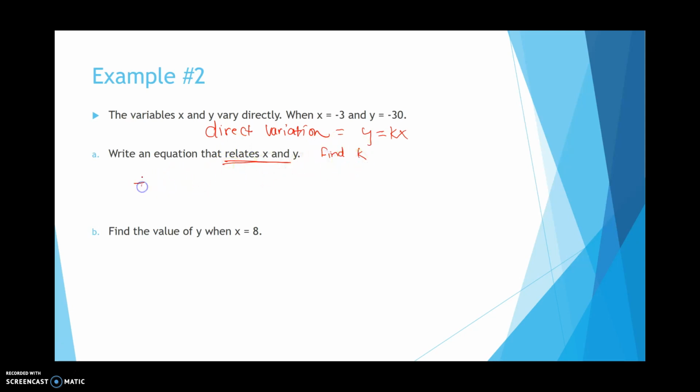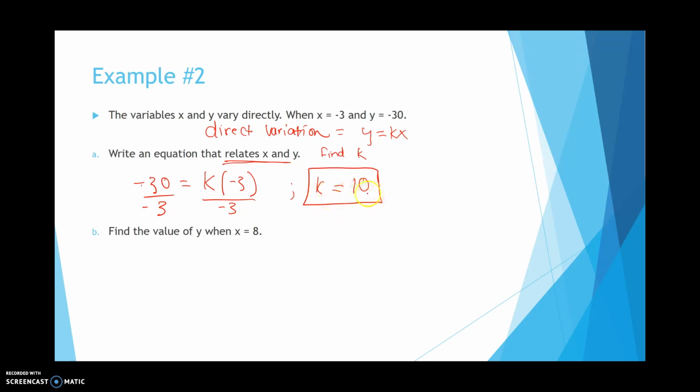So my y value is -30, which equals k, we don't know k, that's what we're finding out, times my x, which is -3. So to solve for k, this is like solving equations. We're going to take the opposite, the inverse operation of k times -3. So we're dividing by -3 on both sides. So my k, my constant of variation, -30 divided by -3, is going to give me a value of 10. So my constant of variation is 10.